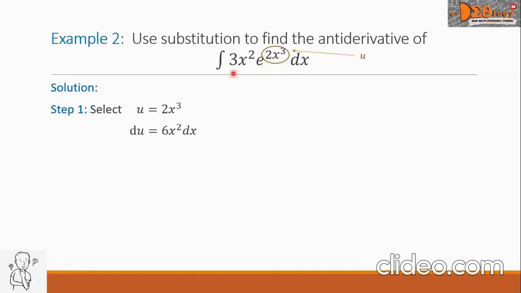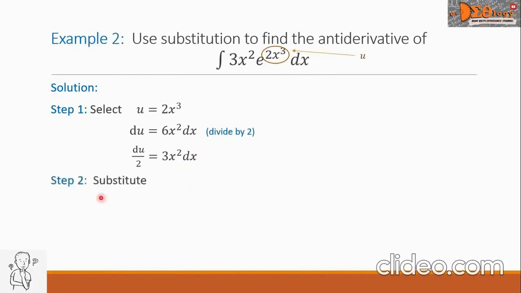Observing our remaining function 3x squared dx. But the value here is 6x squared dx. We want to show this right side to be the same with our remaining function in the integrand. So we will divide this by 2. So the left side now of the equation becomes du over 2 equals 3x squared dx.